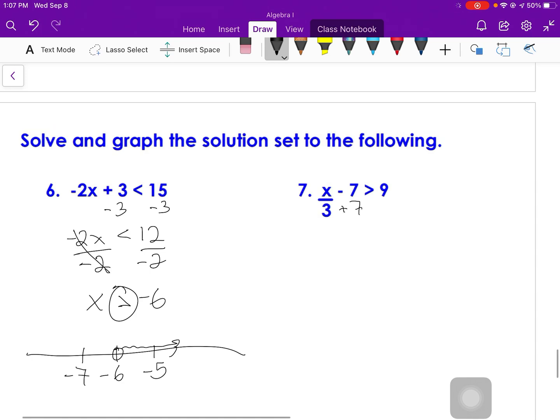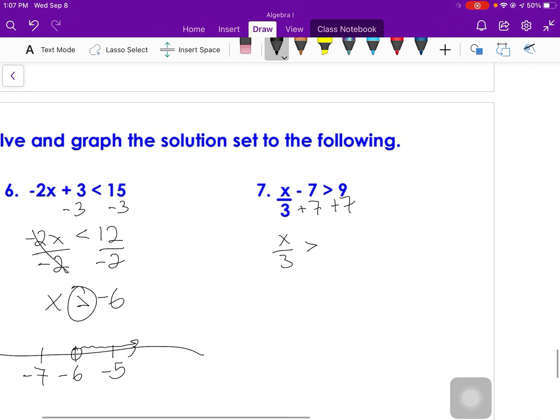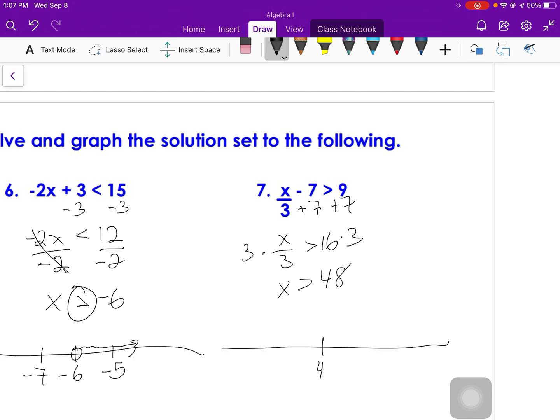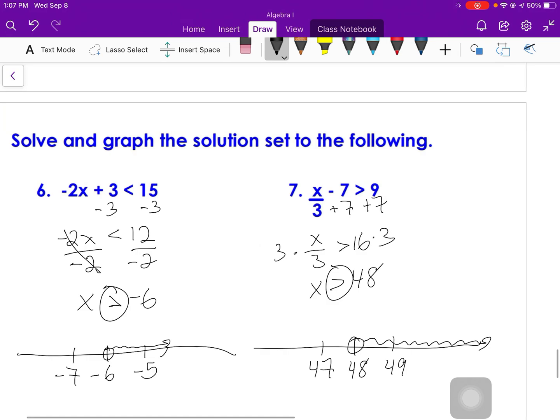Okay. Add 7. Okay, multiply by 3. It's a positive 3. The inequality doesn't change. There's 48. So I'm going to go again to 48. One number to the right of it is bigger, one number to the left of it is smaller. Okay, again, not having a line or anything, I'm going to put an open circle at 48, and I want the numbers bigger than 48. So 49, 50, 51, all those numbers are bigger than 48.